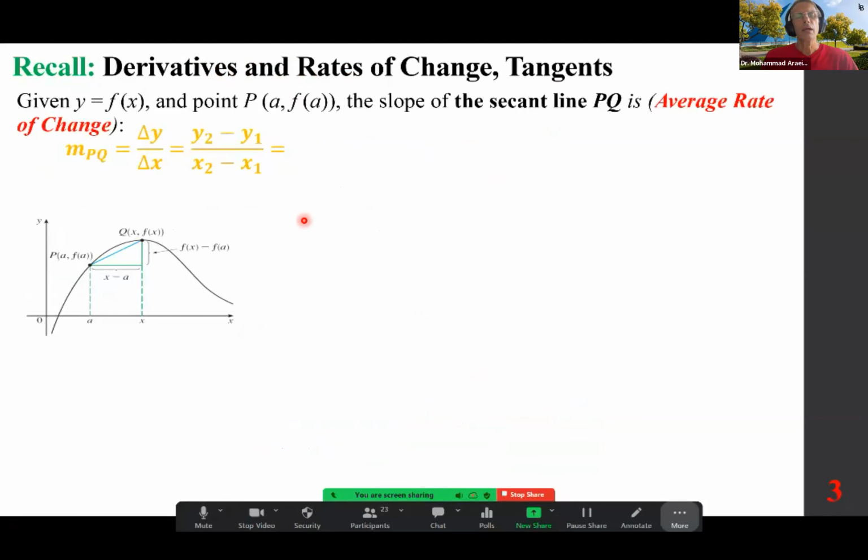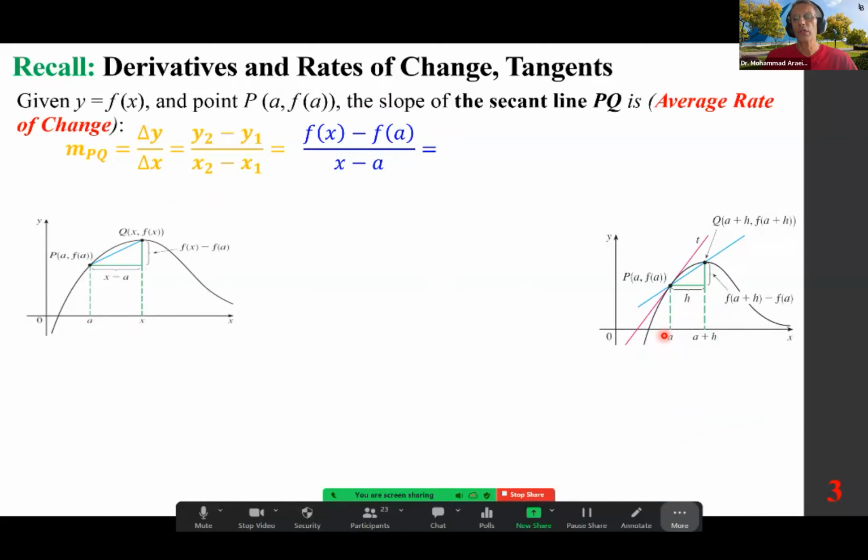So again, quick reminder, we are looking at 2 points. A rise over run gives us the slope, or delta y over delta x. There are various ways of looking at that. If we go with a and x, then this is the format. If we go with a and the distance of h creates a plus h, we go with this format. And if we call this b, this becomes f of b, we go with this format. Everybody remembers that.